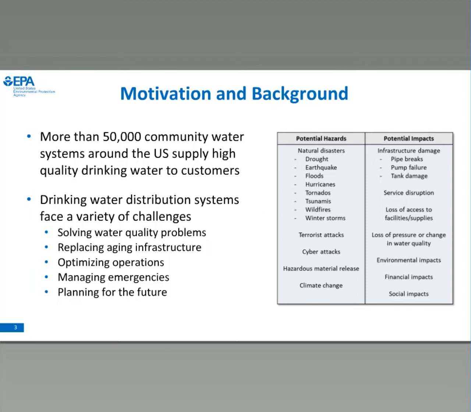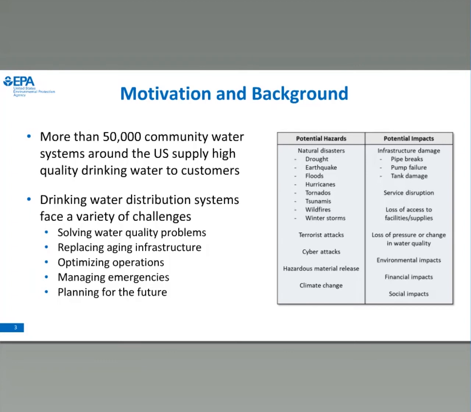Some of the natural potential hazards that a water utility might encounter are listed in this table on the right. There are natural disasters such as earthquakes, floods, hurricanes, or wildfires, as we're seeing very recently in the news. There also could be the potential for terrorist attacks, cyber attacks, or hazardous materials releases that might enter the system, such as the release that happened in Elk River in West Virginia.